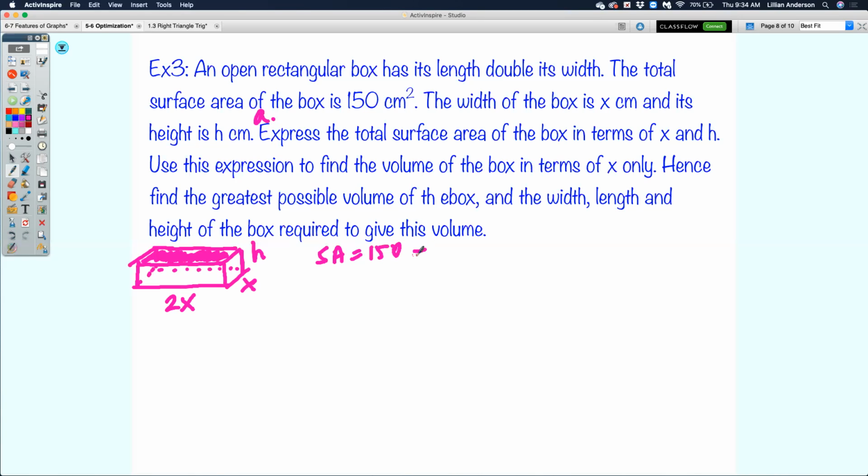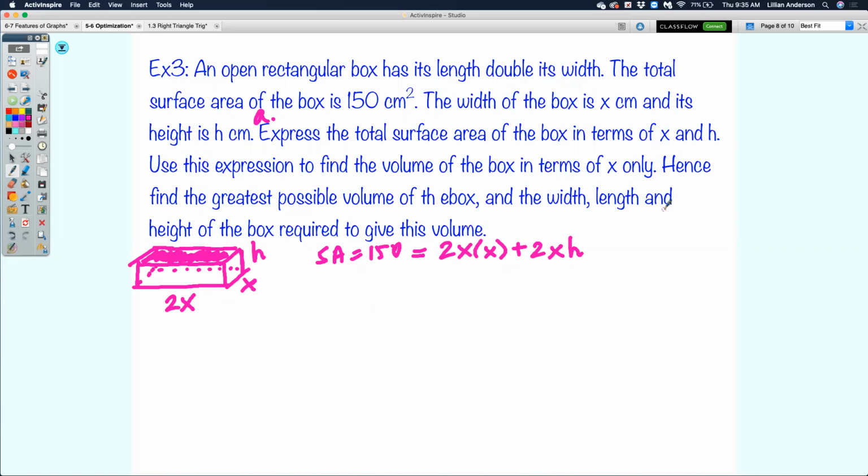So how would I represent the area of the bottom of my box? 2x times x. How would I represent the side, like this side right here? X times h. And don't I have an identical side right here, with the same dimensions? So 2xh.